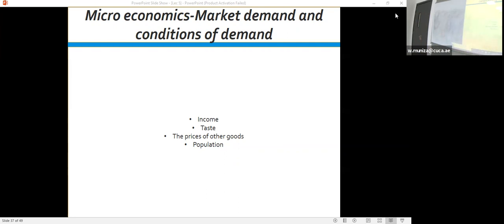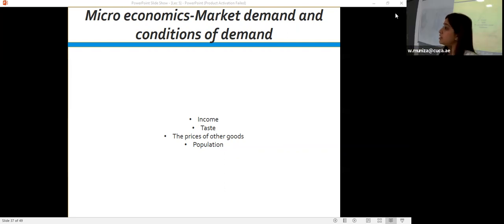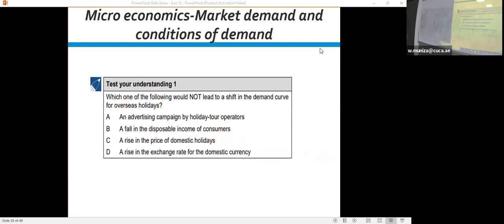Got it? Then population. If the population is increasing, even though the prices are constant, the demand for certain goods or services is going to increase. So there are different factors other than price itself which are going to decrease or increase the demand for goods or services.